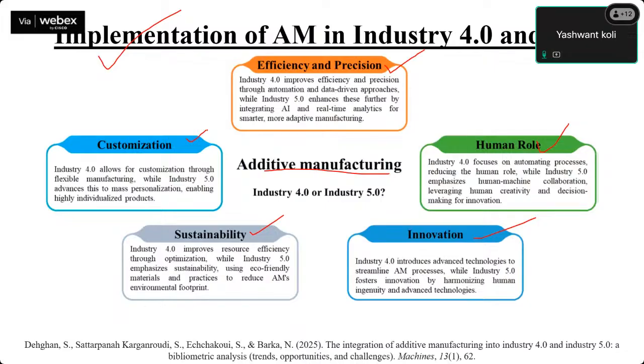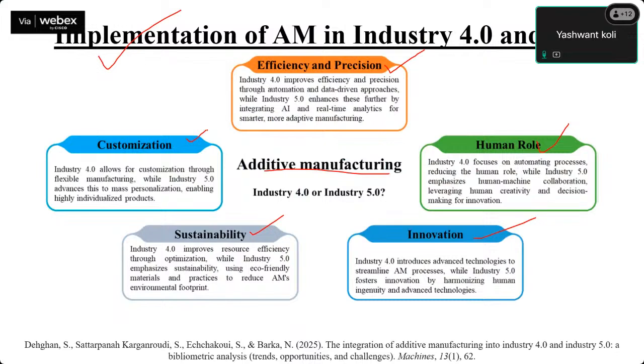So AM plays a very crucial role in both Industry 4.0 and 5.0, aligning with their principles through digital integration, real-time monitoring, data-driven optimization, and customization. As a part of smart manufacturing, AM leverages IoT, AI, big data, cyber physical systems to enable efficient, adaptable, and precision production. So everything is there. The integration of AM with Industry 5.0 enhances efficiency, sustainability, and human roles.